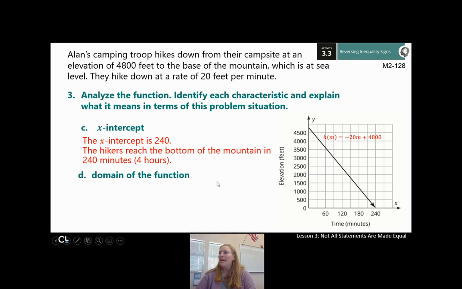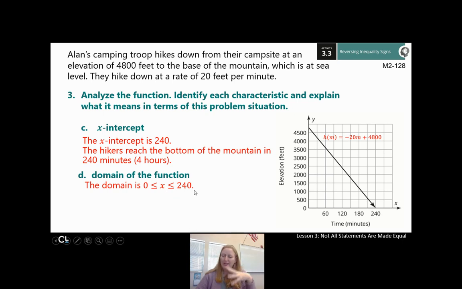And for the domain, well, domain is x, right? Domain is what are all my possibilities for x for this entire thing. So it looks like for my domain, I started at 0 minutes, and they hiked all the way up until they got to 240 minutes. So the domain is 0 to 240, and we write it like this. We write it as 0 is less than or equal to x, less than or equal to 240.